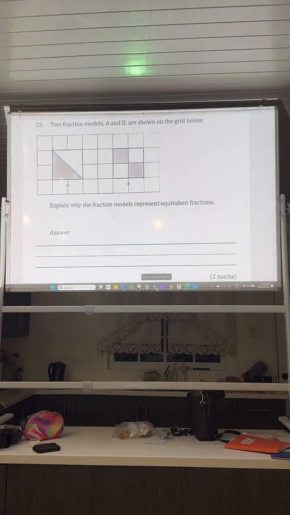So, the main thing we have going on here is that these two squares are the same. We have two fraction models, A and B, shown on the grid below. So if I was to draw a line here, and I draw a line here, you see them lines get straight down there, boom. So these two shapes are actually the same. All I did is I just drew the lines in the middle to complete the grid.